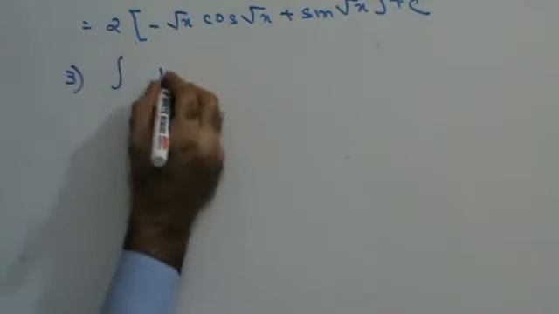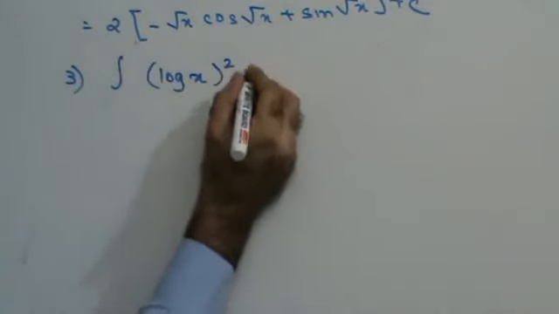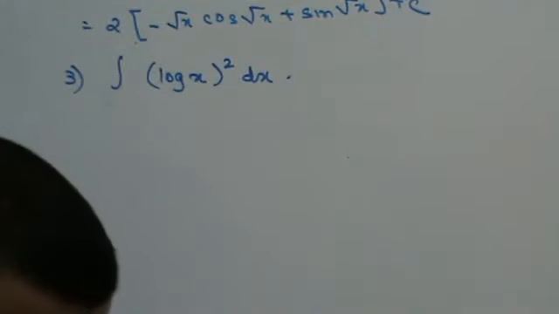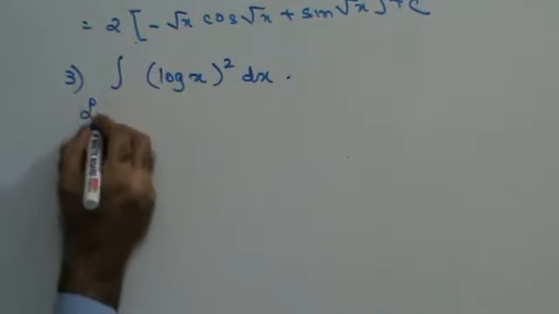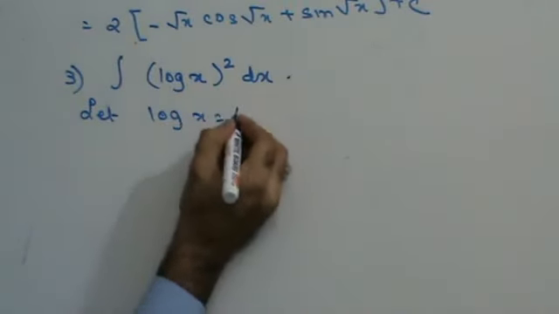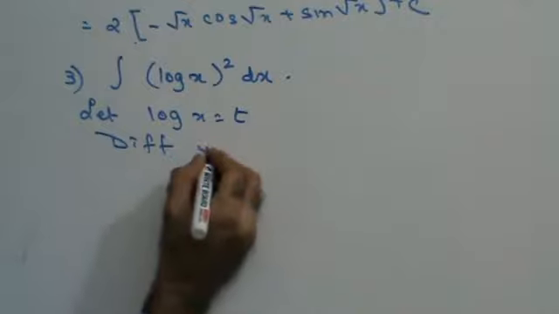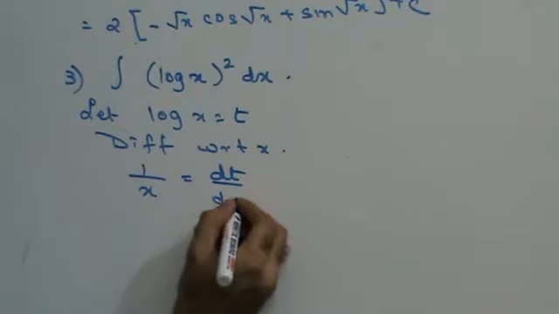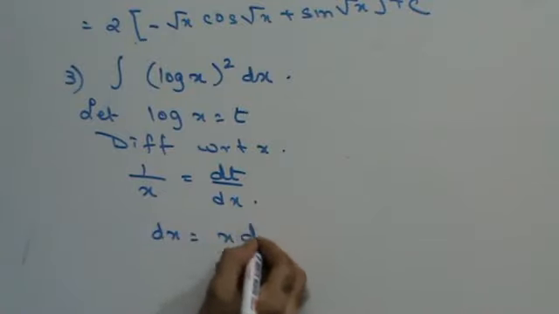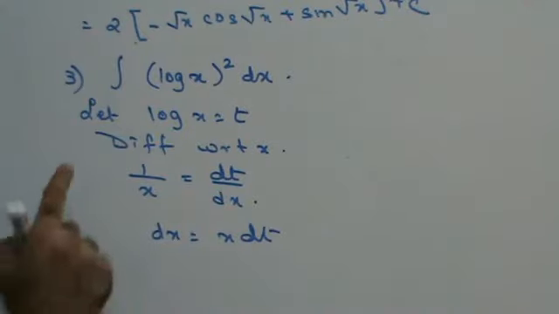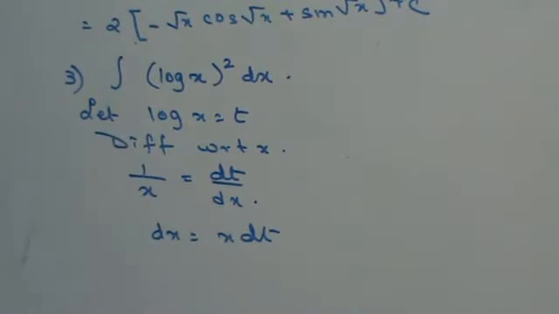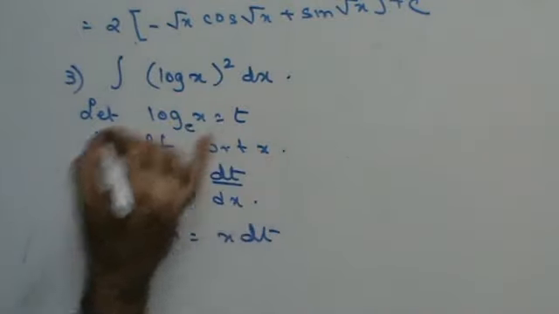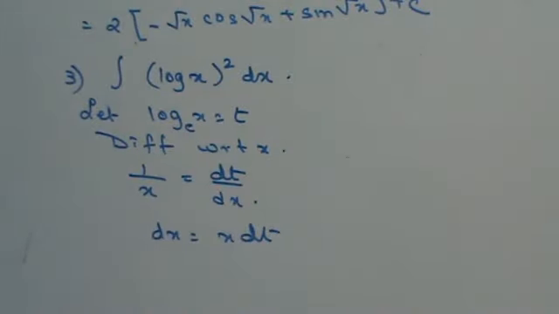Integral of log x the whole square with respect to x. Now you will say let log x be equal to t, differentiate with respect to x. So d by dx of log x is 1 upon x is nothing but dt by dx. Therefore dx is x dt. Now let's understand the concept, guys. When I say log x is equal to t, that means log x to the base e is equal to t. When nothing is given, you assume the base to be e.